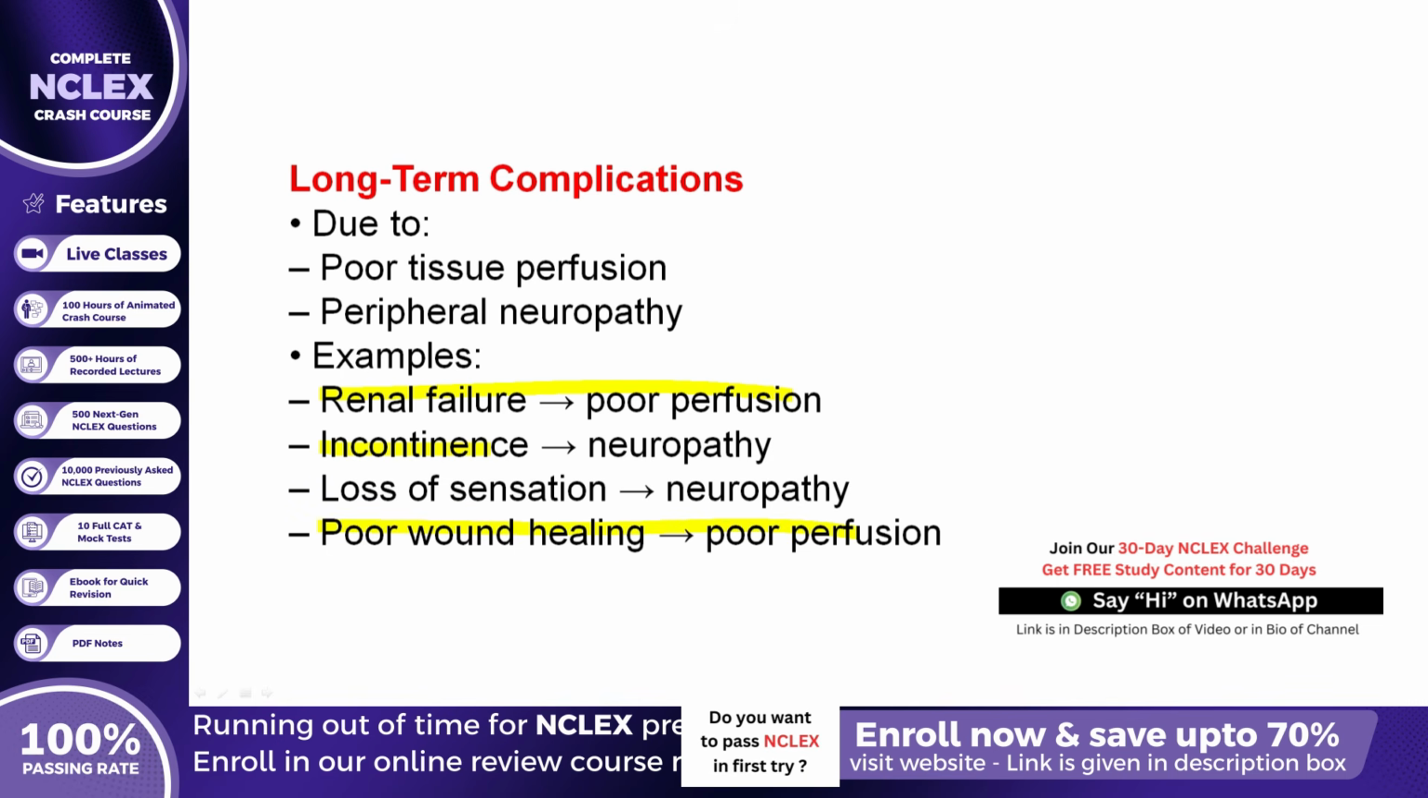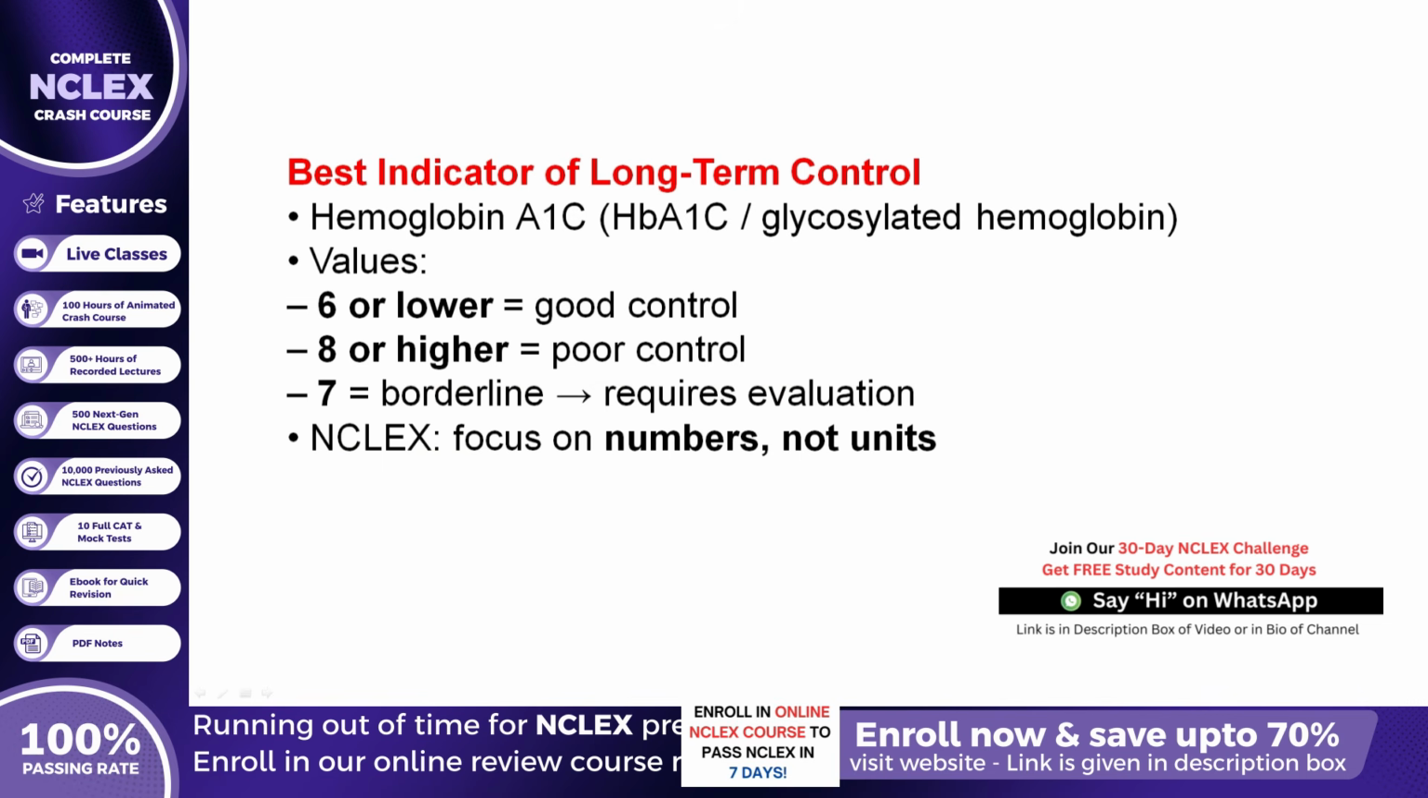When discussing the best indicator of long-term diabetic control, we focus on hemoglobin A1C, also known as glycosylated hemoglobin. In terms of values, an A1C of 6 or lower reflects good control. An A1C of 8 or higher indicates poor control. A value of 7 is considered borderline and requires evaluation. For NCLEX purposes, always focus on the numbers rather than the units.